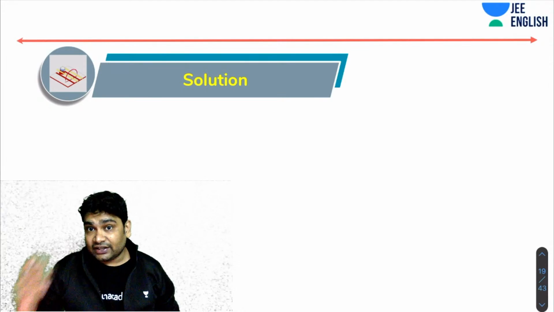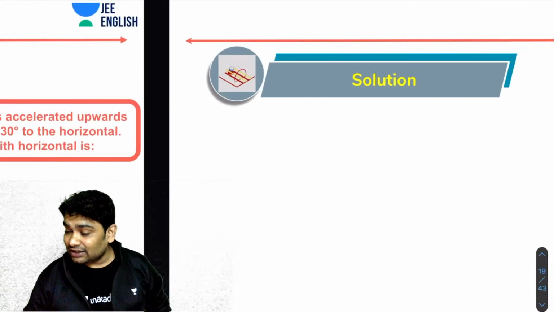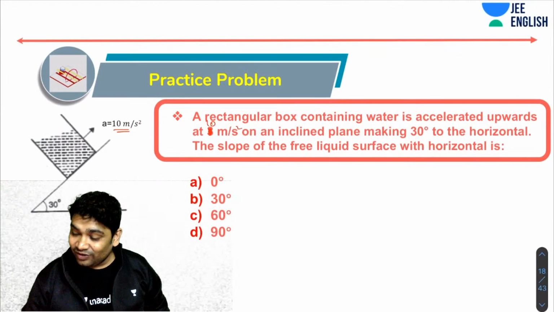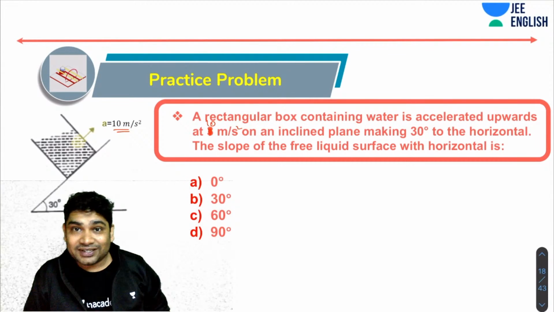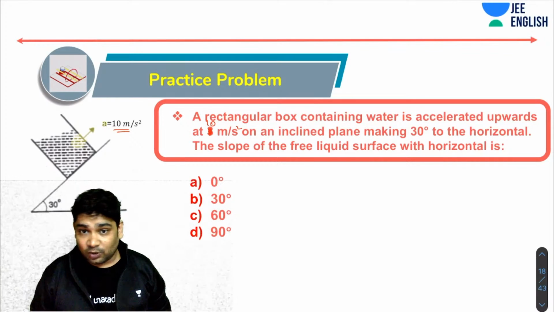Right. So if acceleration was along this line, right, a, and it was 10 meter per second square, the pseudo force corresponding to this acceleration.